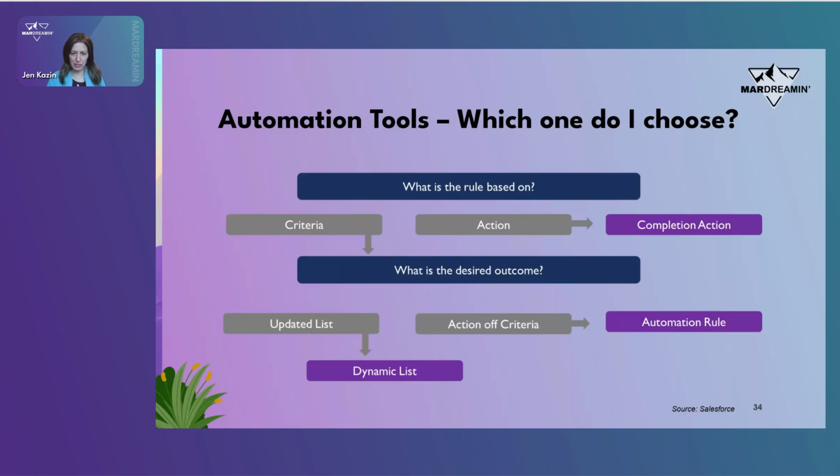Again, something that's helpful when you're just getting started: take a screenshot and prop it up on your desk. So when you find you're having to create an automation rule, it might help you make the right decision quicker.